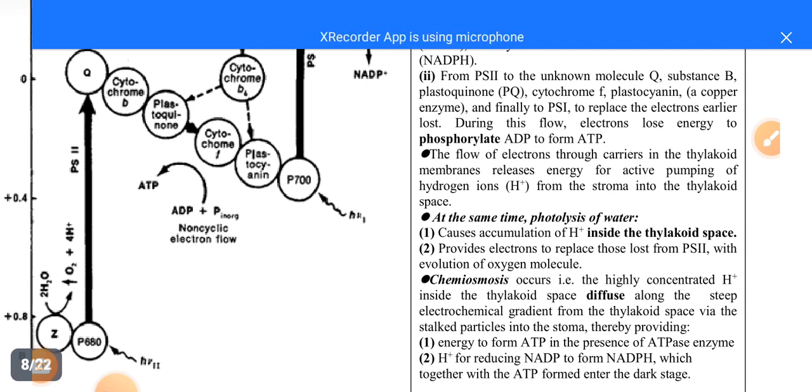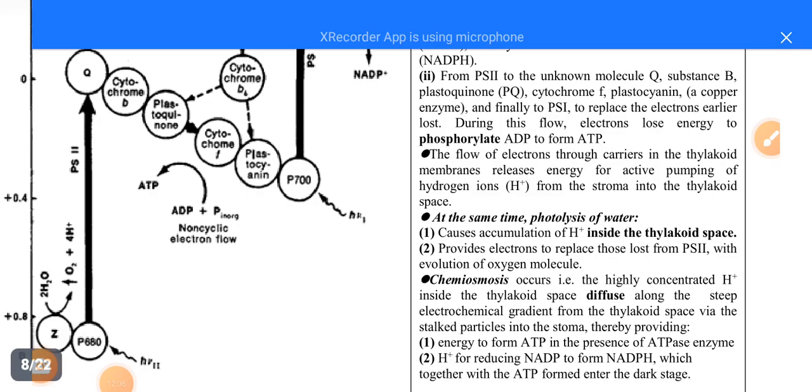Now when we talk about photolysis, it is a chemical reaction that occurs when light energy is absorbed by a molecule, causing it to break down into simple molecules. Photolysis is divided into two: homolytic photolysis and heterolytic. Homolytic involves the unpaired electrons, then heterolytic involves the paired electrons. So this causes accumulation of hydrogen ions inside the thylakoid space. The water provides electrons to replace those lost from photosystem 2, with the release of oxygen molecule.